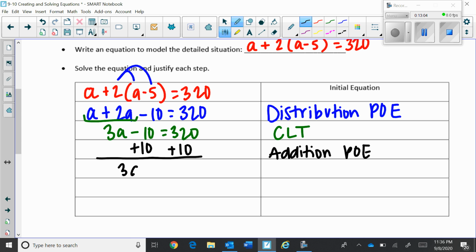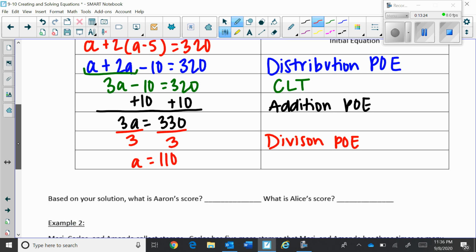So we have our 3A equals 330. And then lastly, we are dividing by 3 on both sides with our division property of equality, where A equals 110.